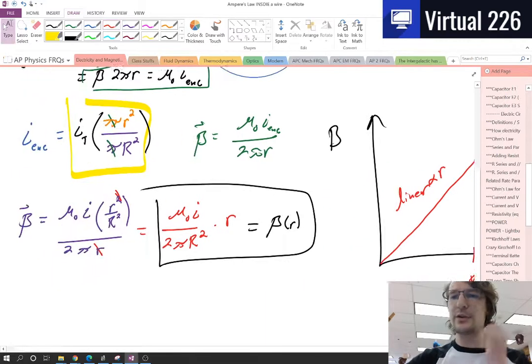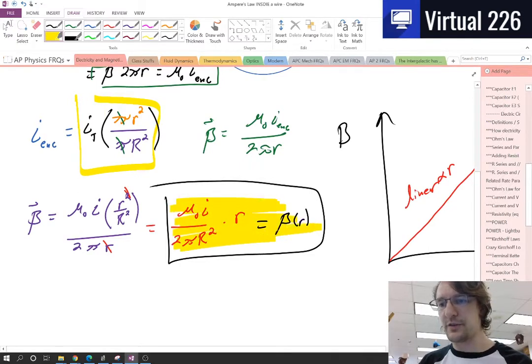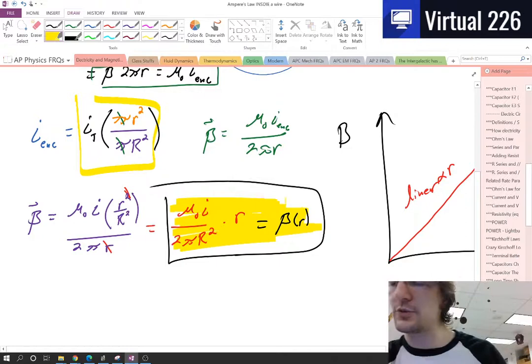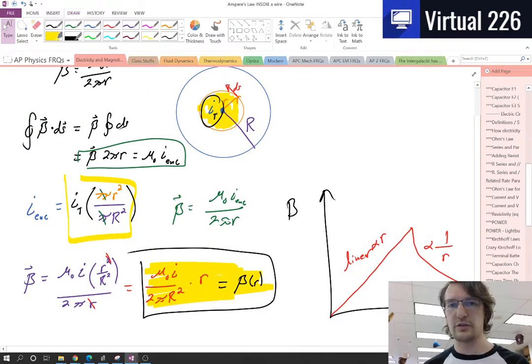But that's how we can use Ampere's law to give us a little bit more information about what's going on in our systems with these B fields. And it's a really simple, straightforward equation that we can make light work of just because we know what the perimeter of a circle is.